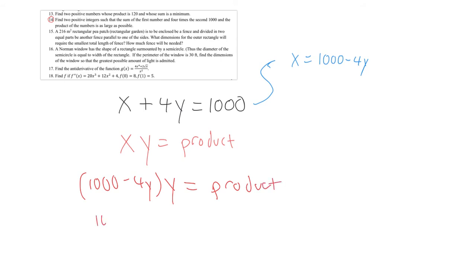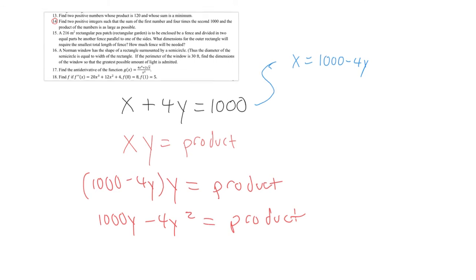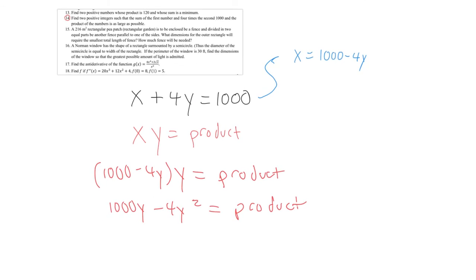And then it's going to be 1000y minus 4y squared, and that equals the product. And then we're going to take the derivative of this. We're going to take the derivative of the product because we're trying to maximize the product, right? So I'm going to use like an apostrophe. I know this is kind of weird notation, but we're going to do the prime thing. We're going to say product prime.